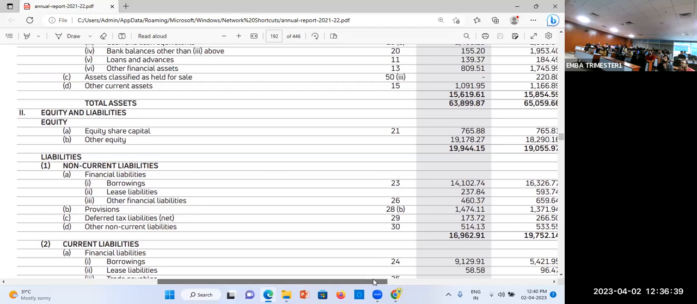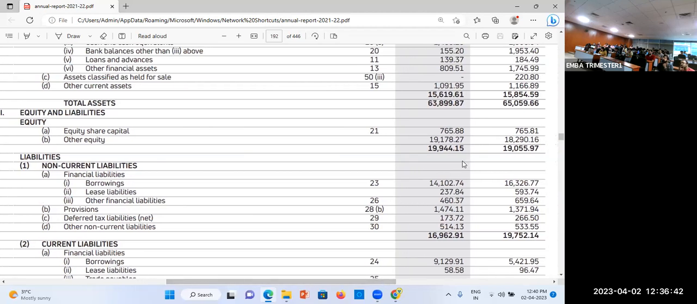There is no change. You look at this. There are no slight changes there. This 765 is the original capital introduced by the promoters as well as by the shareholders after IPO is done. Look at the other equity. Other equity means you have earned profit so much over a period of time, which has not been given to shareholders still. They're reinvesting in the company itself. That is too much. Look at this. That is so much. 19,178 crore is the money the company has earned over a period of time. Now put together, look at this.